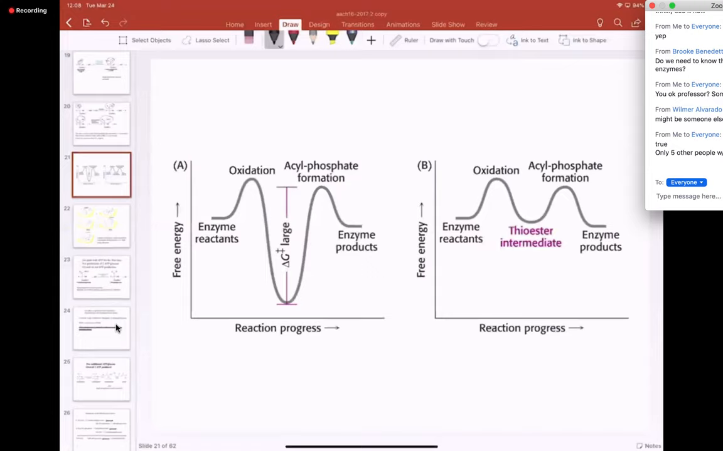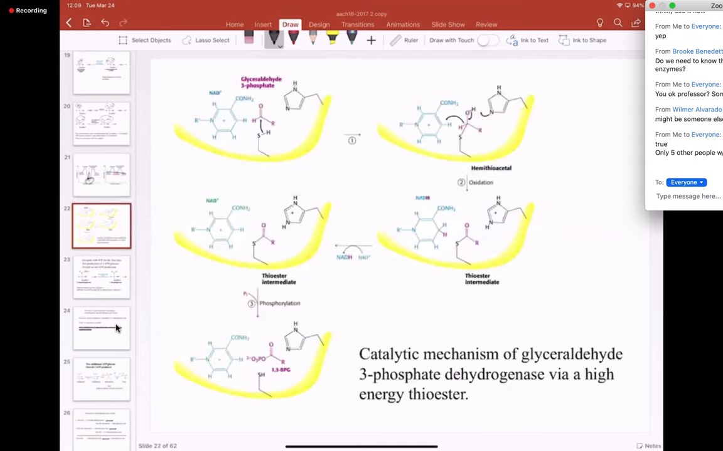If you did the two separate reactions, you would end up in a big thermodynamic sink shown here, and that would not be very good. So what you need to do is come up with a way whereby you make everything pretty much isoenergetic. The way that the enzyme does that is through what they call a thioester intermediate, and shown here is the thioester intermediate. This allows it to not get caught in a big thermodynamic hole, which would be very hard and very slow to get out of. And the way it does that is with this thioester.